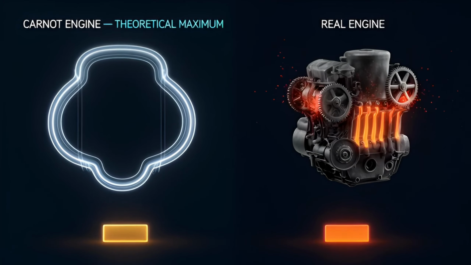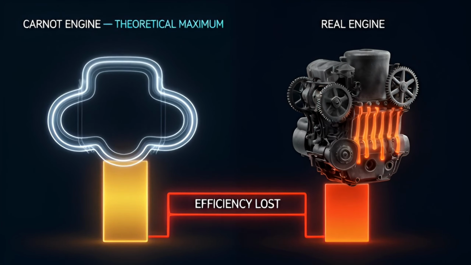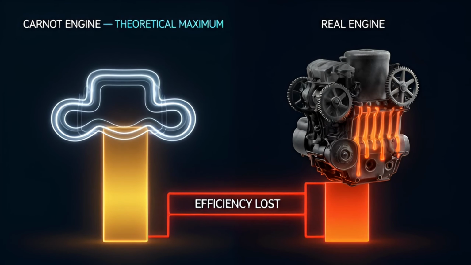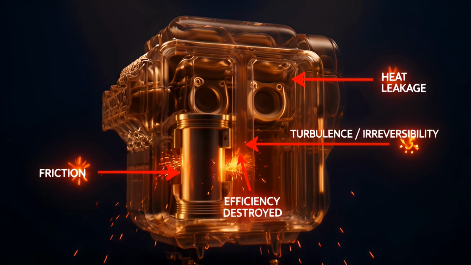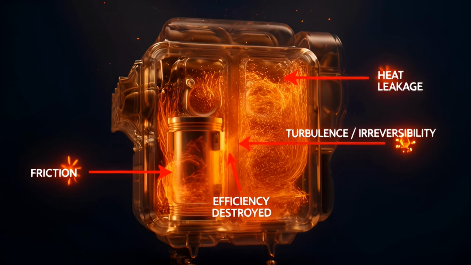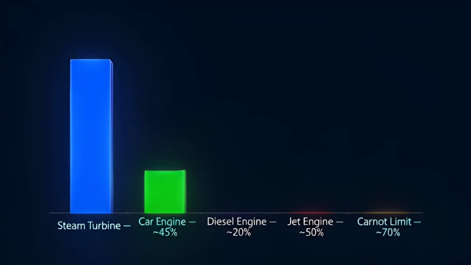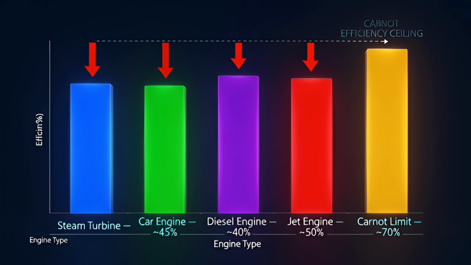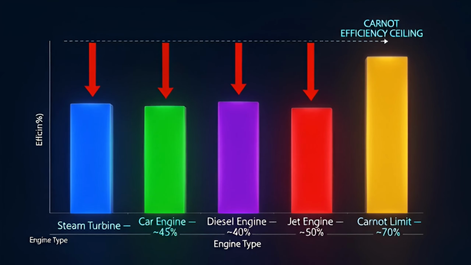No real engine ever achieves Carnot efficiency. Real engines always perform below the theoretical maximum. Friction, heat leakage, and turbulence. These irreversible processes destroy efficiency in every real engine. In practice, steam turbines reach around 45%, car engines around 25%, jet engines near 50%.